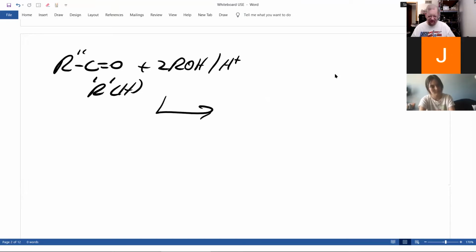And let's look at this one. Now we take an aldehyde or ketone. Remember, carbonyl with an R prime or hydrogen and R double prime. When R prime is hydrogen, aldehyde. When it's carbon, ketone. Ooh, this is interesting.